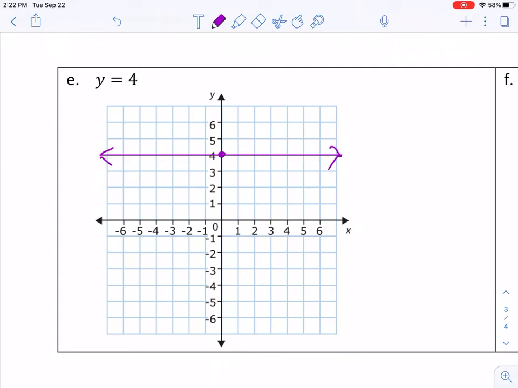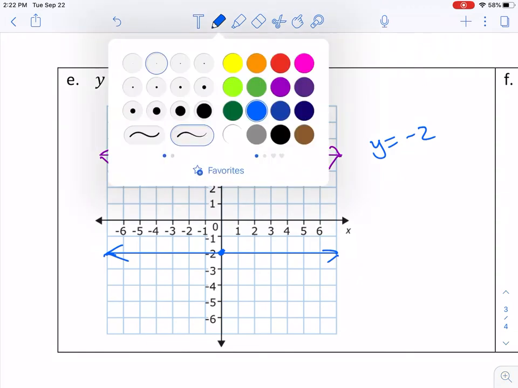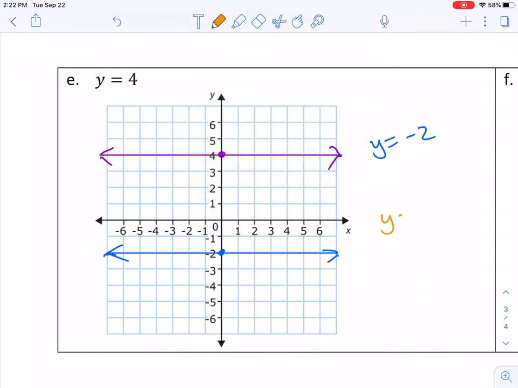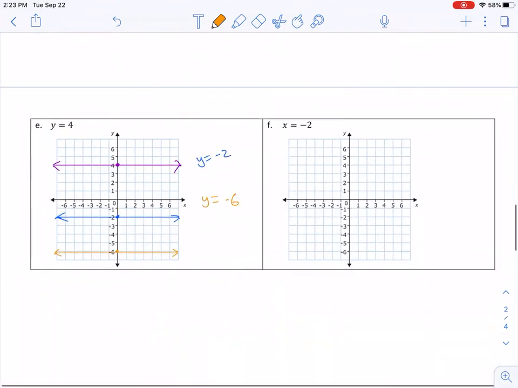If I had, I'll do another color, blue here. If I had y equals -2, I would find -2 on the y-axis and then cut through it. It wouldn't make sense to cut through it the y-axis vertically. There's already a big dark line there. I'll do one more example in orange. If I had y equals -6, then I'm going to find -6 on the y. I'm going to draw a line through it, put arrows. That's not exactly on -6, but you get the point.